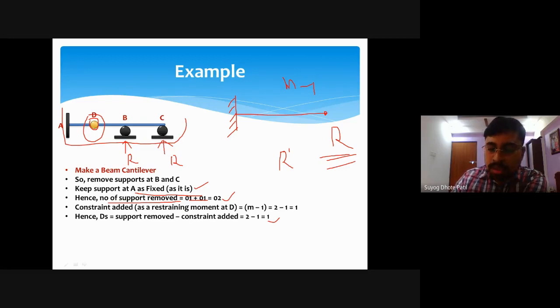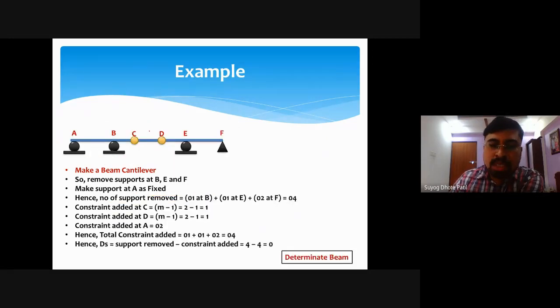Next one. This problem seems to be very big. There are a number of supports, two hinges are there, and a total of 4 supports are provided. But this long beam is a determinate beam. How is it a determinate beam? We will see.